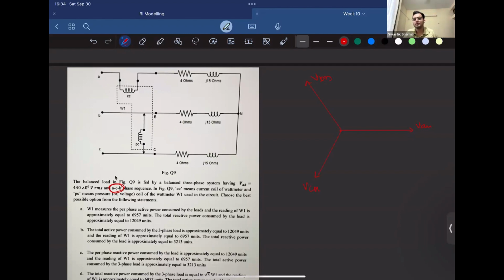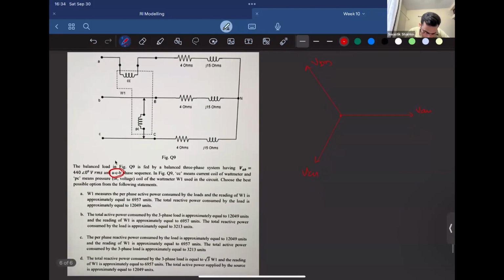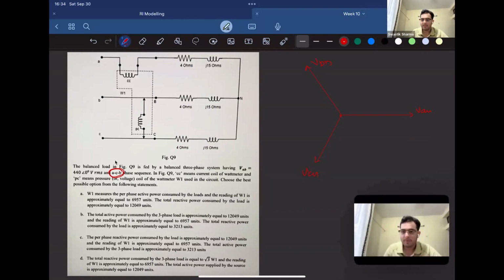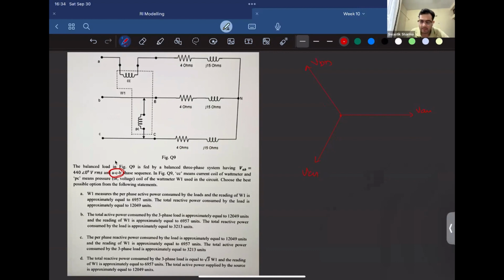Always remember to know how these phase sequences are written. Just move anti-clockwise. If it's written ACB, then in anti-clockwise it will be ACB only. That's how you just make this diagram. Now what we are required to find is the wattmeter one reading, which will be between VBC and IA. So that's what we are required to do.